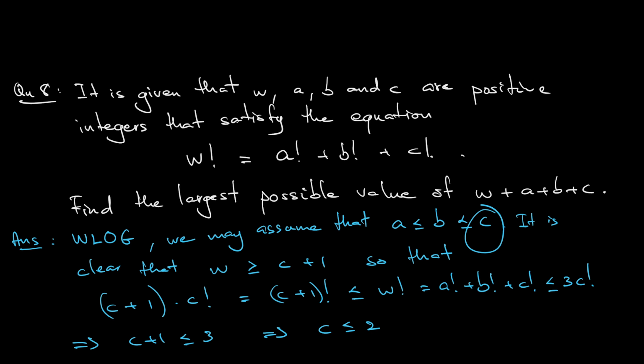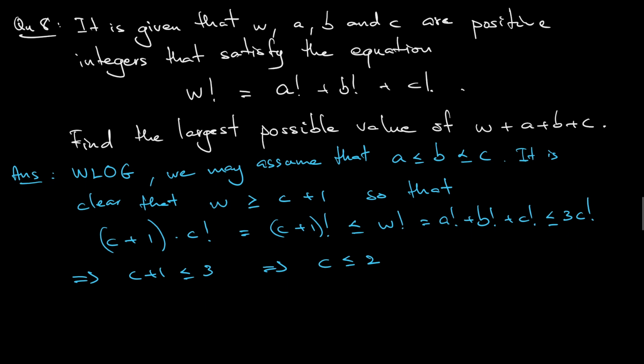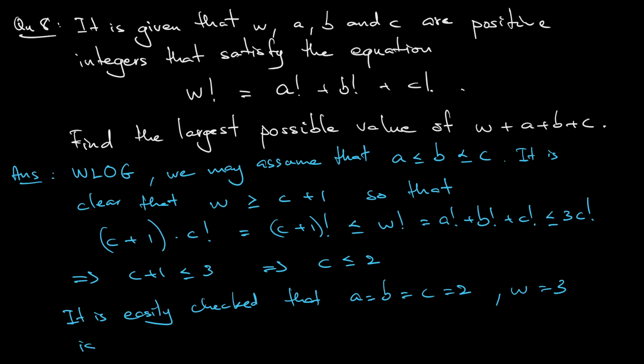Okay. So A and B can be just 1 or 2. Alright. So it is not hard to check. It is easily checked that A is equal to B is equal to C is equal to 2 with W is equal to 3 is the only solution. Okay, so this is the only solution, the rest does not work.